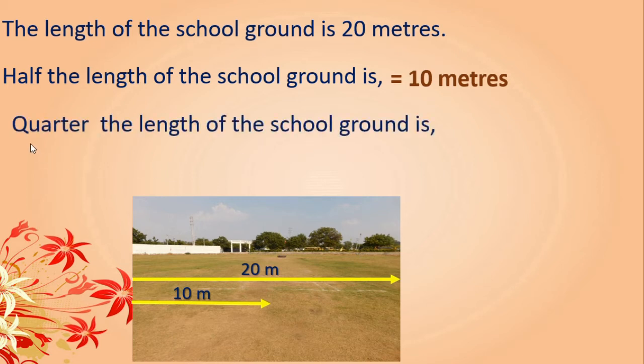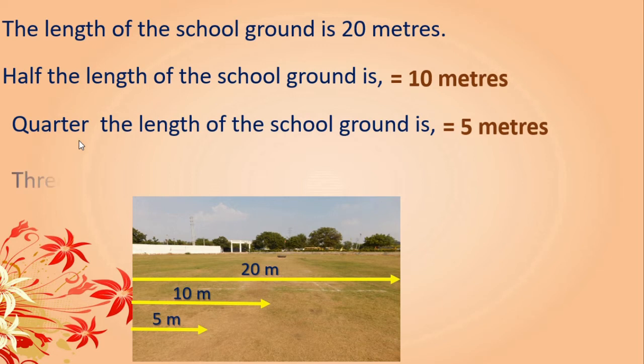Okay, next is quarter the length of the school ground. Quarter the length is this much only. You know quarter the length means half of this half. We know half is 10. Half of 10 is nothing but 5 meters. Correct? So here we will write 5 meters. That is nothing but 1/4.